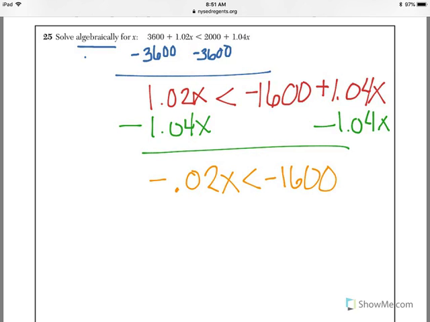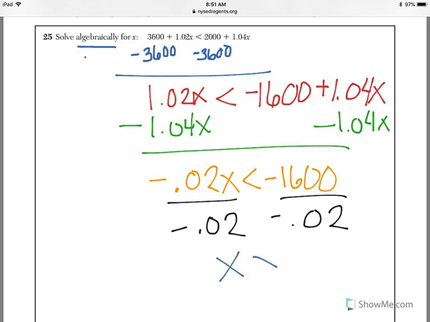And in the final step, we can divide both sides by negative 0.02. Now, when you divide by a negative and you're working with inequalities, you have to remember that you must flip the inequality. So now it's x is greater than, and your final answer, x is greater than 80,000. And that's it.